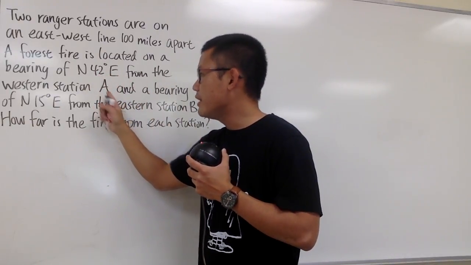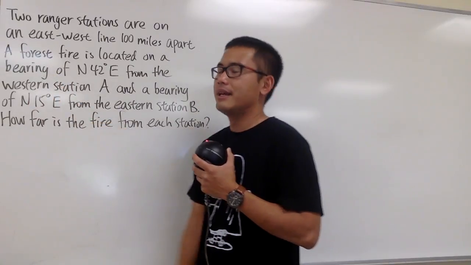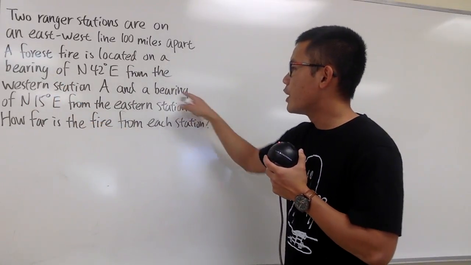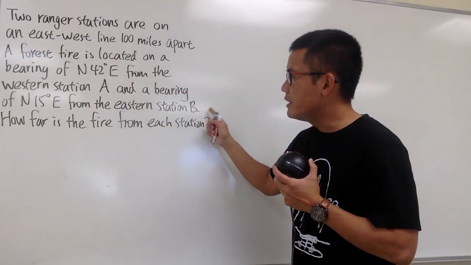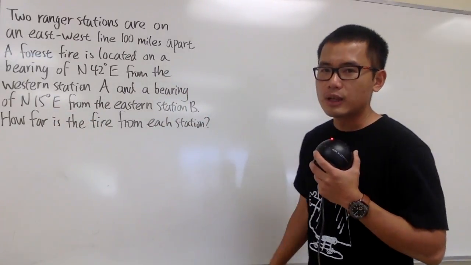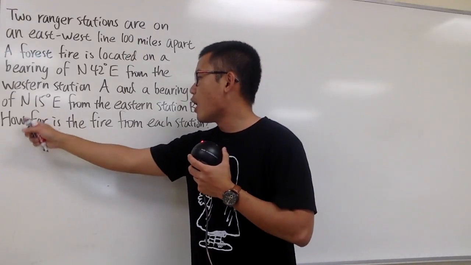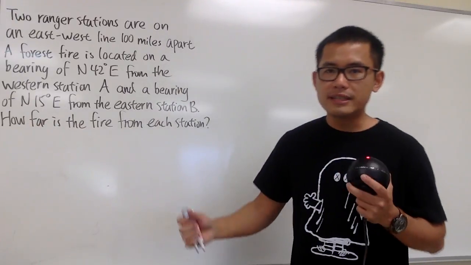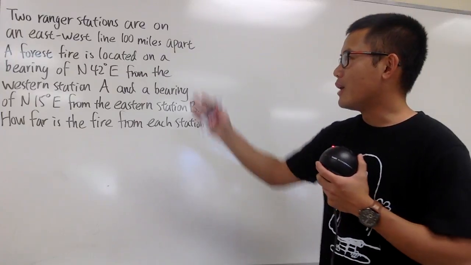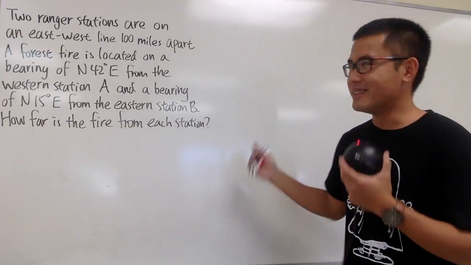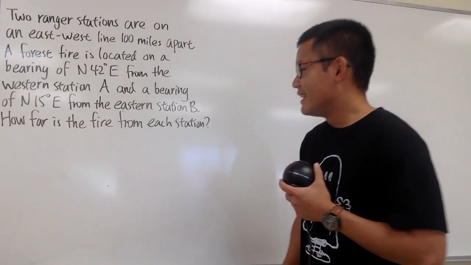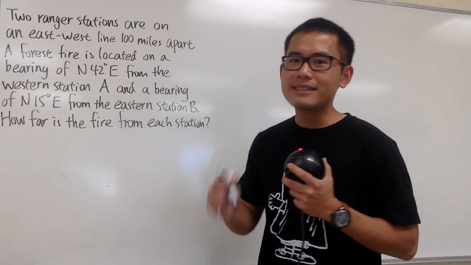And we know station A is on the west side. And we also know that a bearing of north 15 degrees east from station B, and B is on the east side. And the question is, we would like to know how far is the fire from each station. And suppose you are on one of the ranger stations. If you are closer, then it will be your job to go and put out the fire, right? Anyway, to solve this kind of question, we must draw a picture.